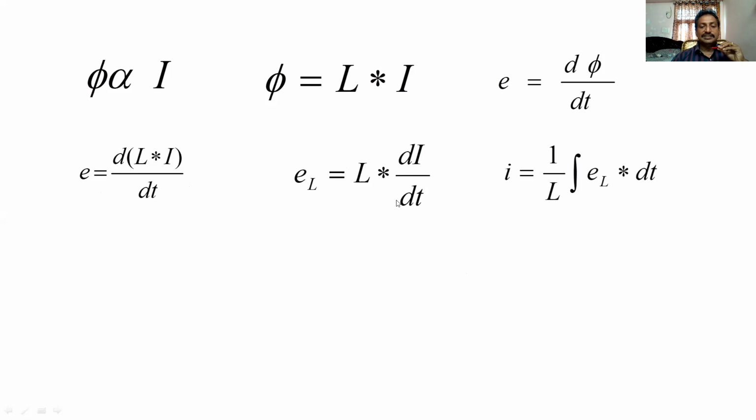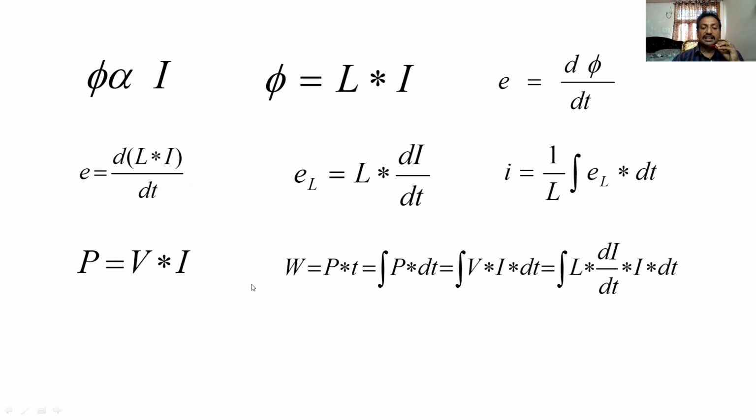Why? Because EL into dt equals L into di. To remove this differentiation, you apply integration, integral from 0 to t. Actually, I am not substituting the limits here. So that is about this. Then we come to power in the inductor: voltage into current. Then energy, W is equal to power into time, or can also be written as integral of P into dt.